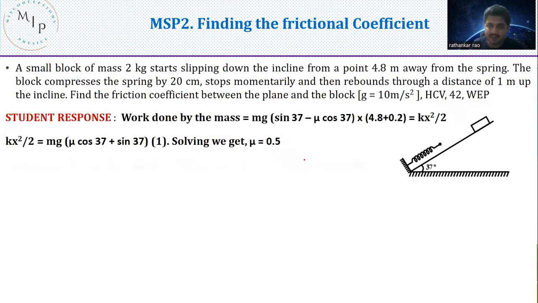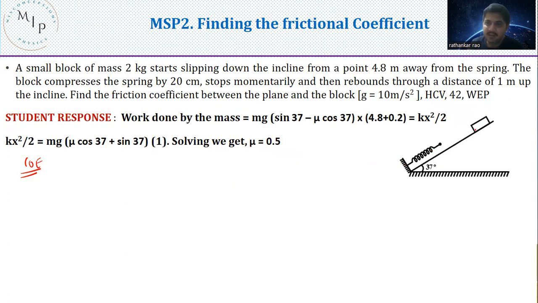Okay, let me do it once again. In the downward motion, now I'm going to apply the conservation of energy principle. When you apply it, what is the energy at this point? I'll just use the work done, because either you can use mgh and half mv square, but then I do not know the velocity at this point. So let me use the work done.